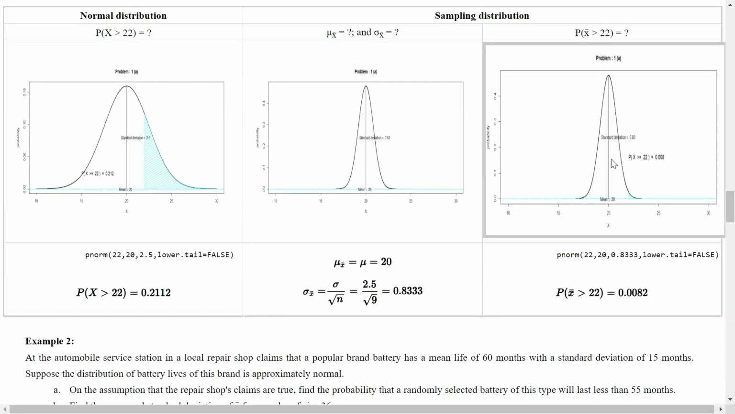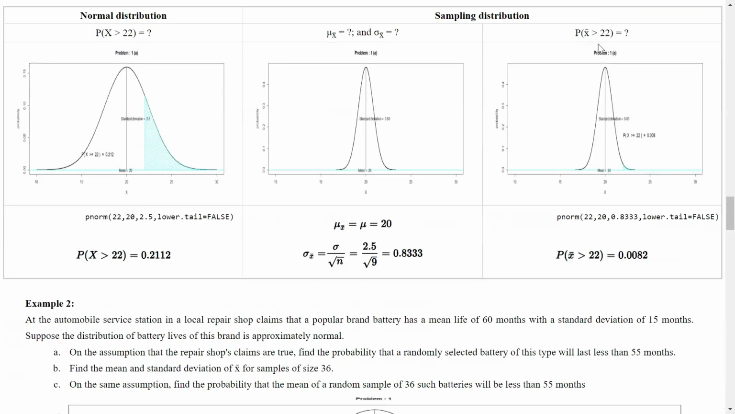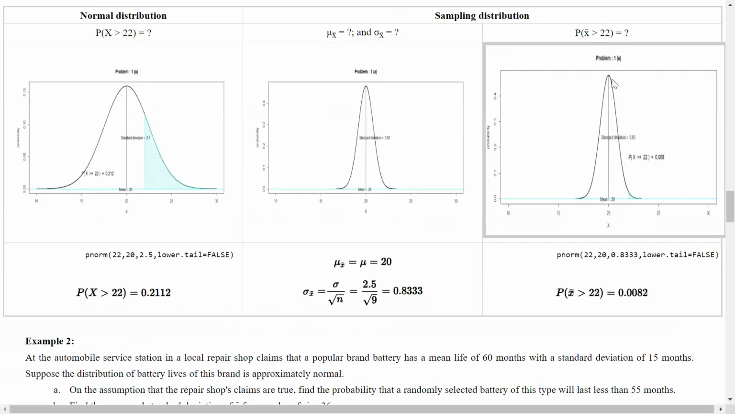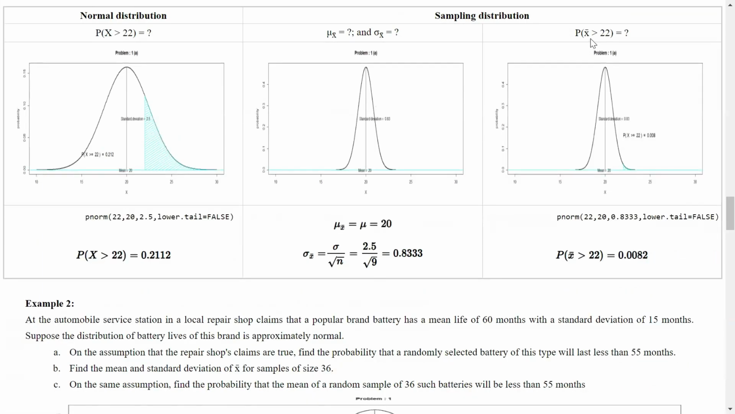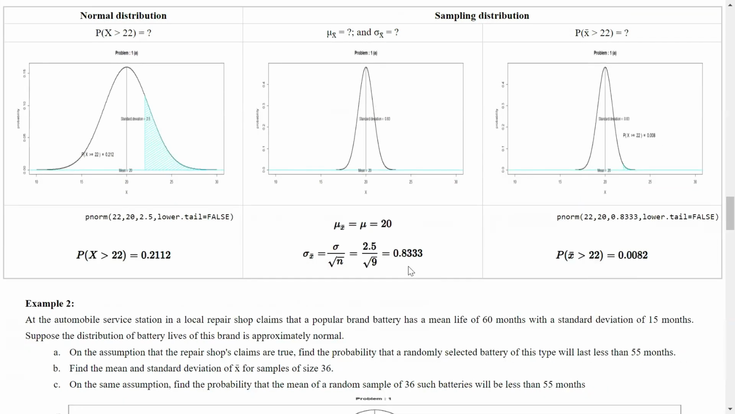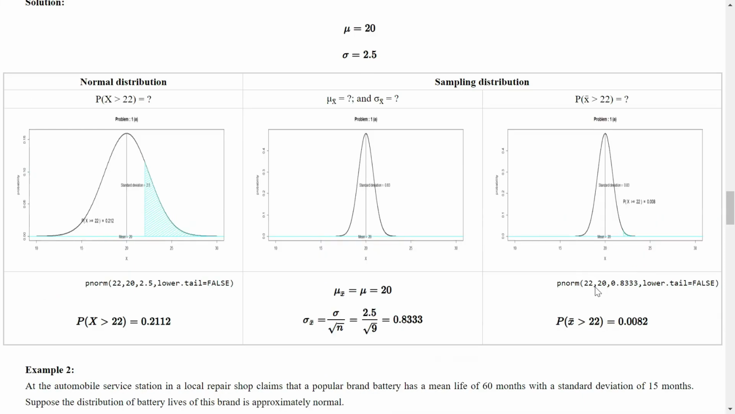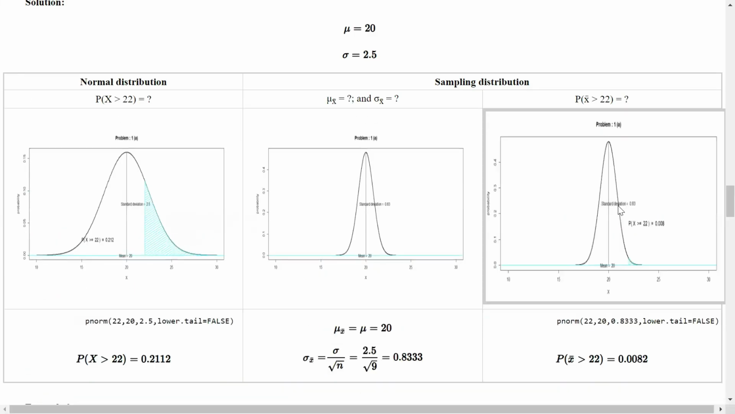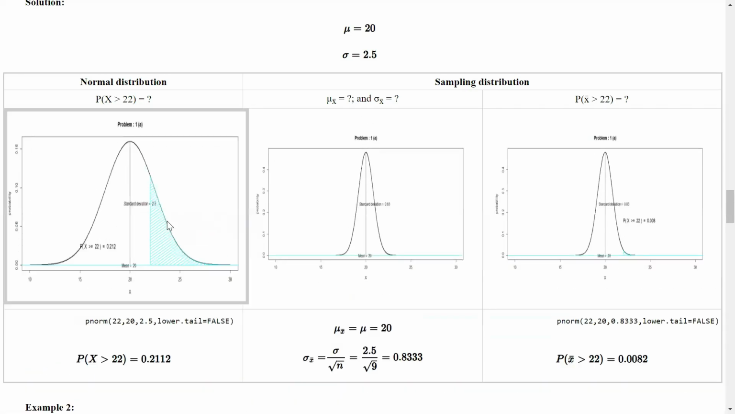In the third part of this problem, we shall find the same probability as in the first part, but considering the sampling distribution. That is the probability of x bar greater than 22. That is with the changed standard deviation 0.833. We could see here that this probability of the sampling distribution differs significantly from the similar probability in the population distribution in part 1.